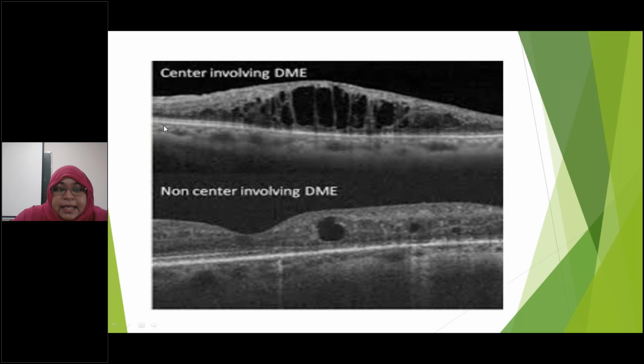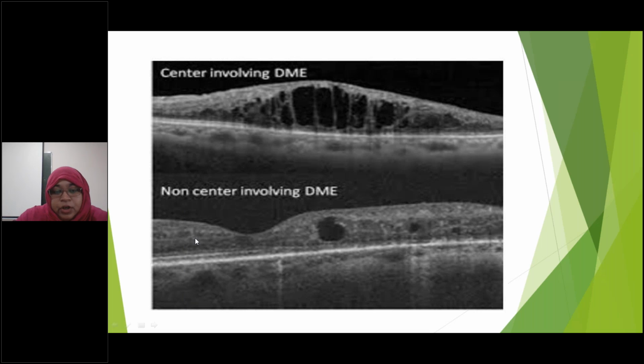Okay. So this is the center-involving DME seen on OCT. This is the fovea. The center of the fovea is involved and the foveal contour is lost. Here there should be a foveal contour, but it is lost due to central involving diabetic macular edema.